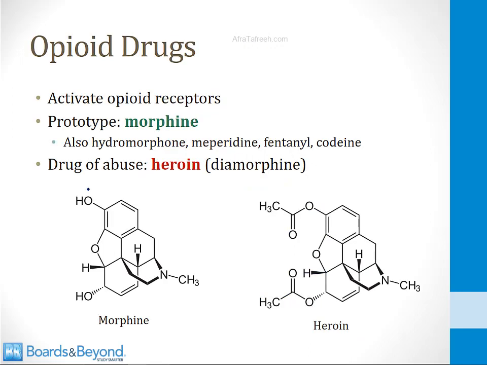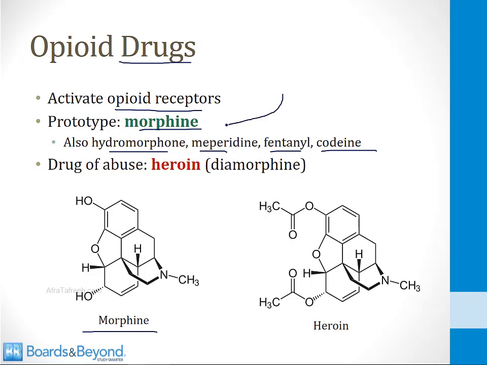The reason we're talking about opioids in the substance abuse section is because there are a number of drugs which activate opioid receptors, and these drugs often become drugs of abuse. The prototype opioid drug is morphine. This is its chemical structure on the screen here, but there are many other so-called opioid drugs that activate the opioid receptors. These include hydromorphone, piperidine, fentanyl, codeine, and many, many others.